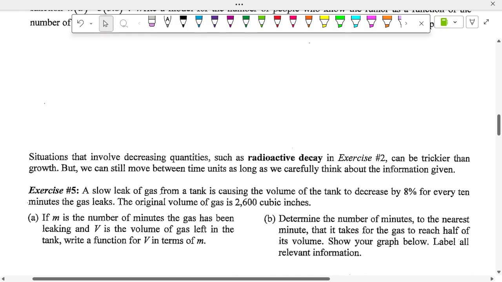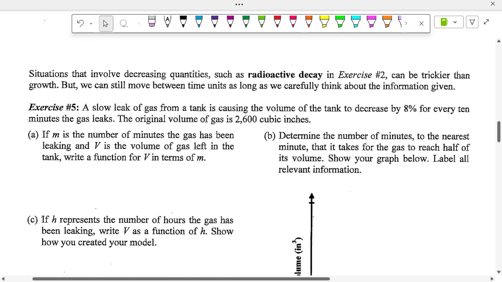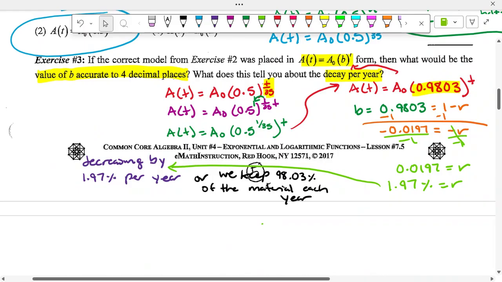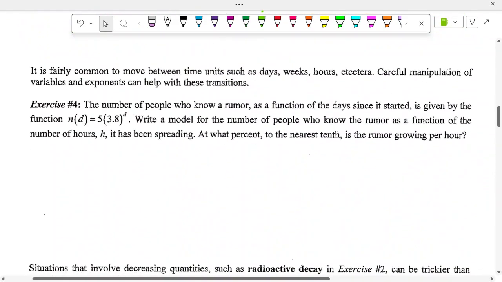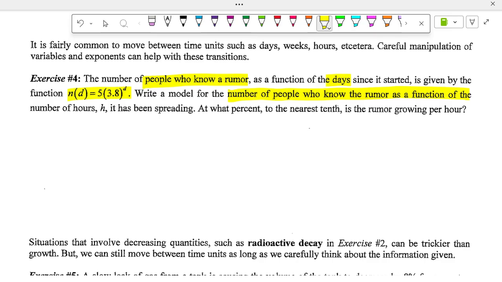All right. Any questions on exponential growth and decay? All right, one more and then we're going to move on. So, exercise 4. The number of people who know a rumor as a function of days since it started is given by this function. So we're going to write a model for the number of people who know the rumor as a function of hours, h, that it's spreading. So what percent to the nearest tenth is the rumor growing per hour?